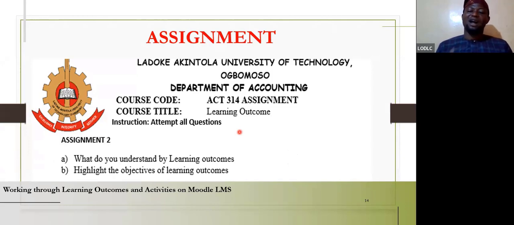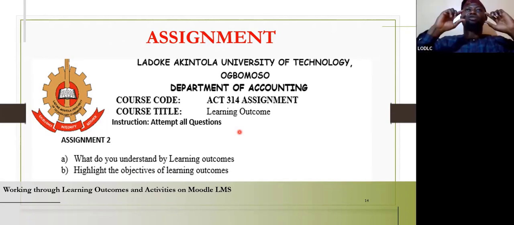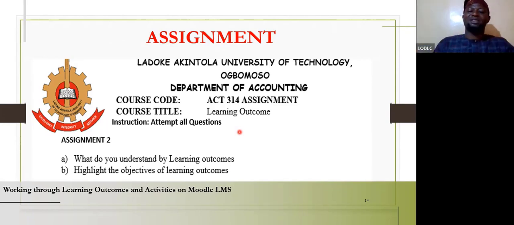Now, if you look at this form of assignment, it is structured in such a way that the assignment will be uploaded on the LMS for students. Immediately the student clicks on the assignment, the student will see something of this nature. So look at the assignment. We have Ladoke University of Technology, Commercial, Department of Accounting, course code 314. Then the course title is learning outcome.